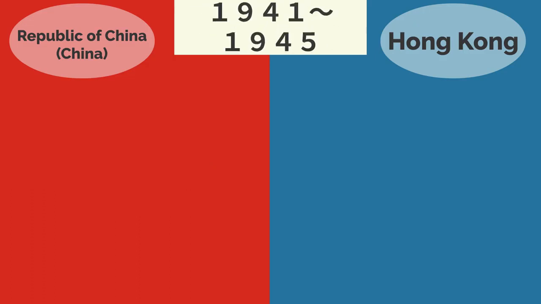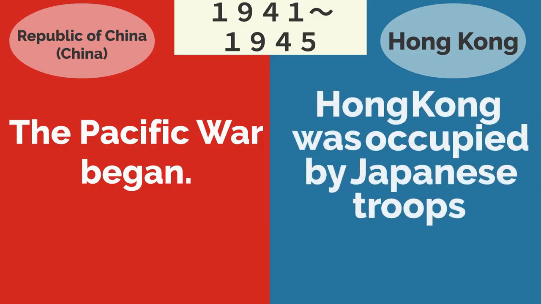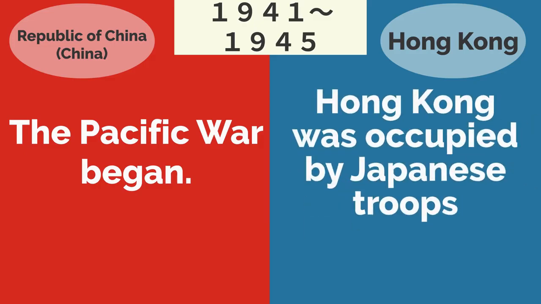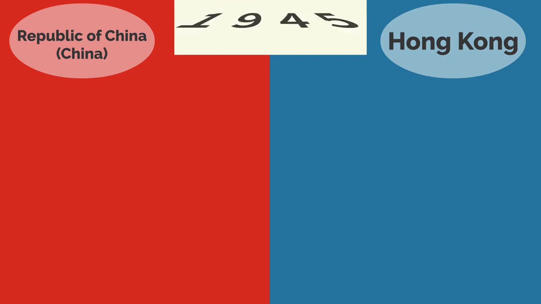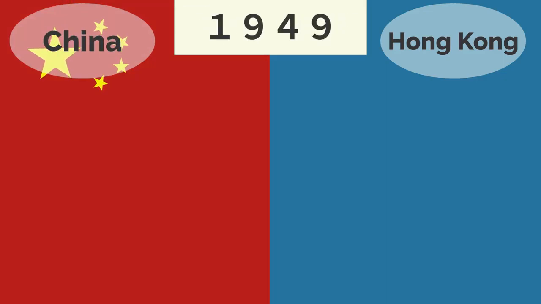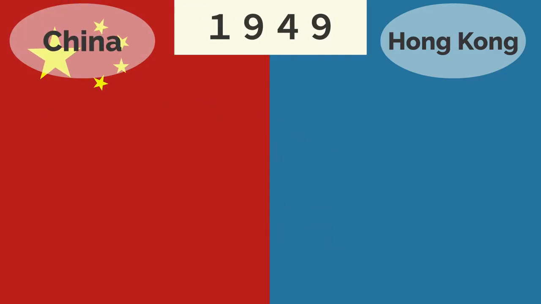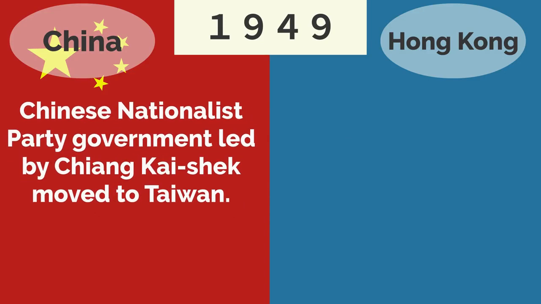From 1941 to 1945, the Pacific War began. Hong Kong was occupied by Japanese troops in this war. In 1945, Japan's defeat brought Hong Kong back under British rule. In 1949, the People's Republic of China was founded. The Chinese Nationalist Party government led by Chiang Kai-shek moved to Taiwan.